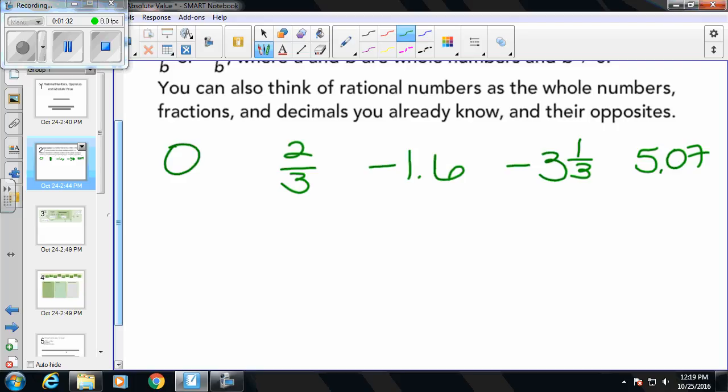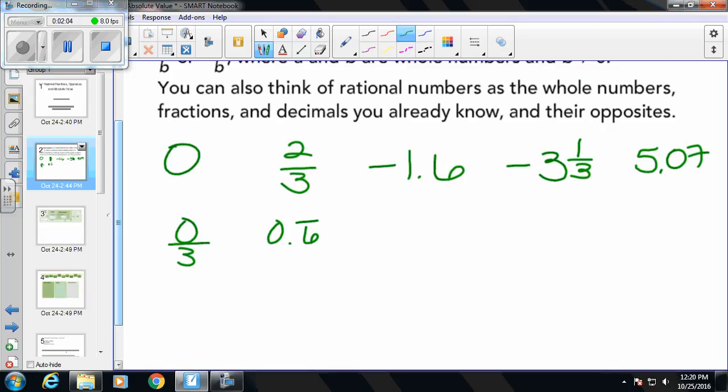So, each of these numbers can be written as a fraction. 0, I can write 0 over 3, or 0 over 10, or 0 over any number, as long as the number I'm writing it over is not 0. I can't have 0 over 0. 2/3 is already written as a rational number. However, think about this, it is the repeating decimal 0.6 repeating. So a repeating decimal could be a rational number.